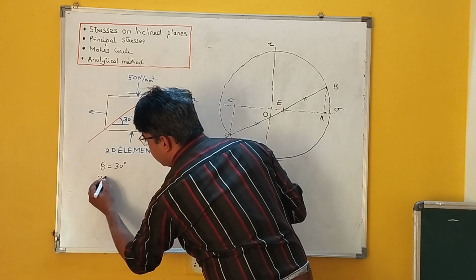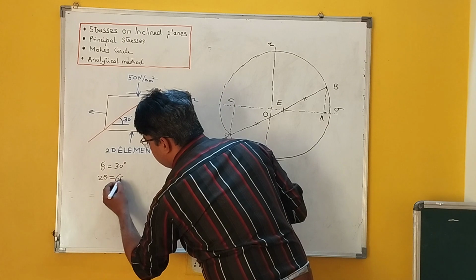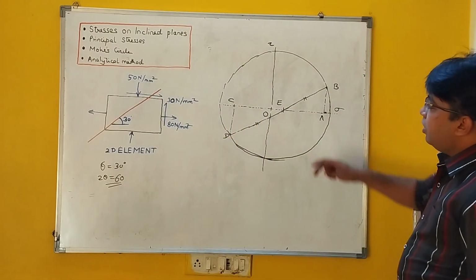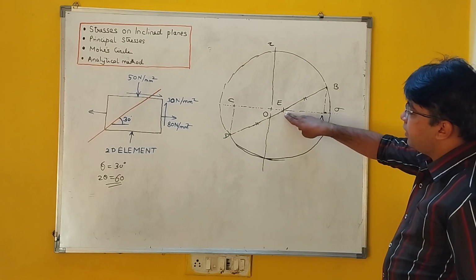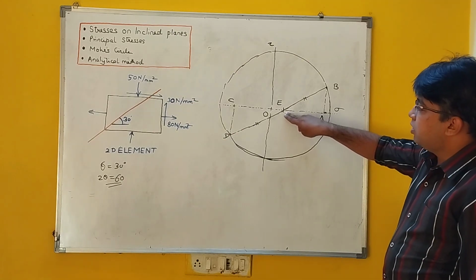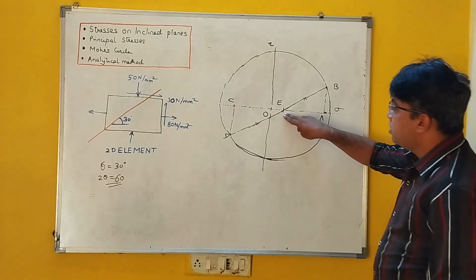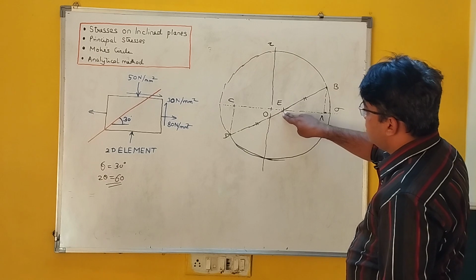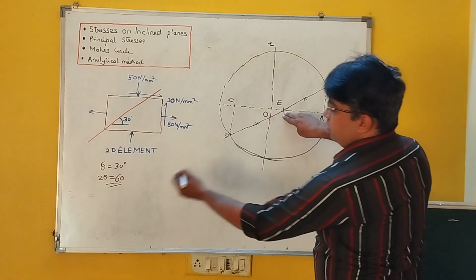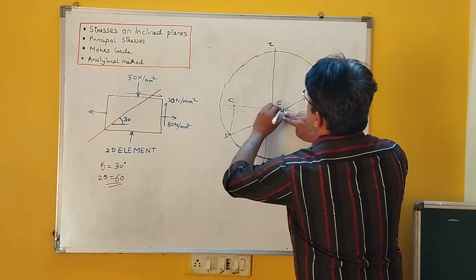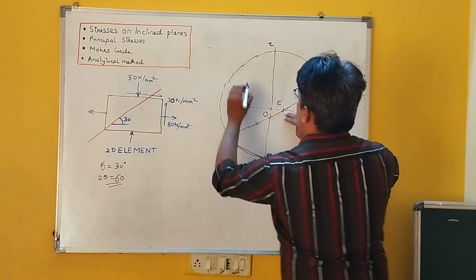So we have to take 2 theta. So this makes us 2 theta equal to 60 degree. And with E as the center, we have to take E as the center. We will plot an angle of 2 theta of magnitude 60 degree.